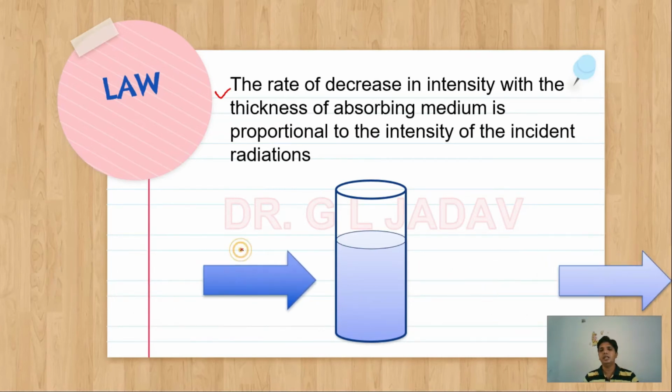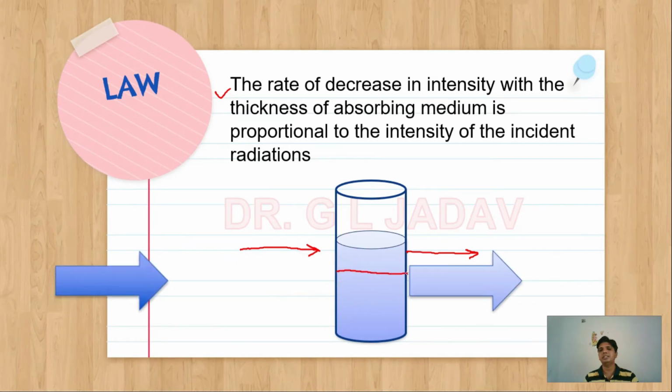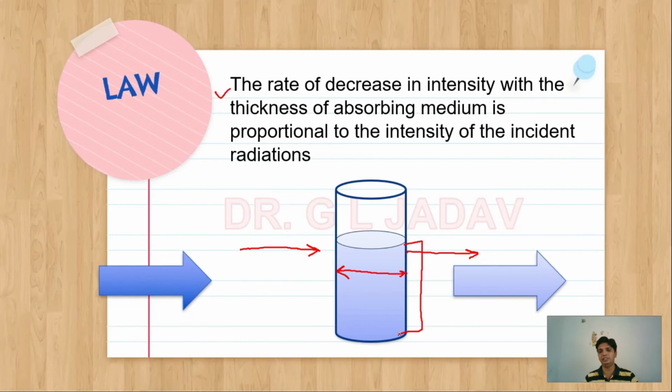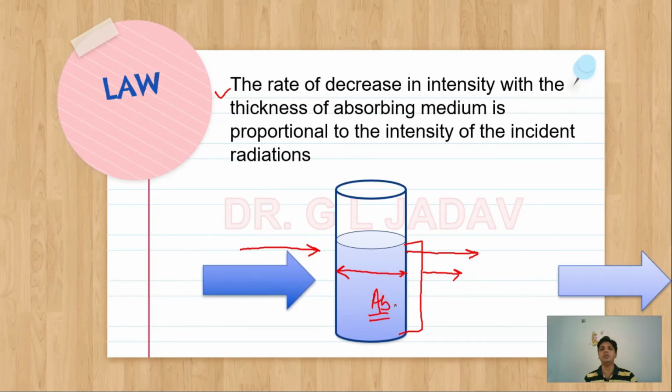This is the incident radiation, this is the transmitted radiation. If there is an increase in thickness, if I increase this thickness, there will definitely be a decrease in the transmitted radiation, so an increase in absorbance. So this is what the law stated. Directly it is related to thickness.